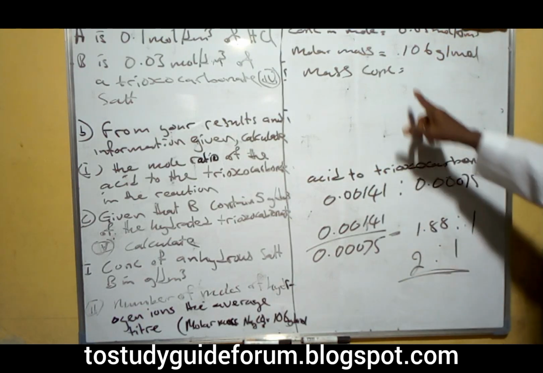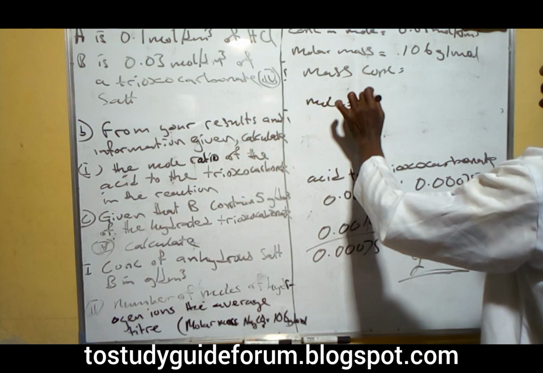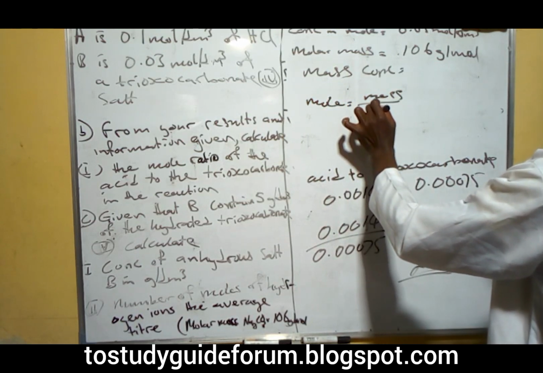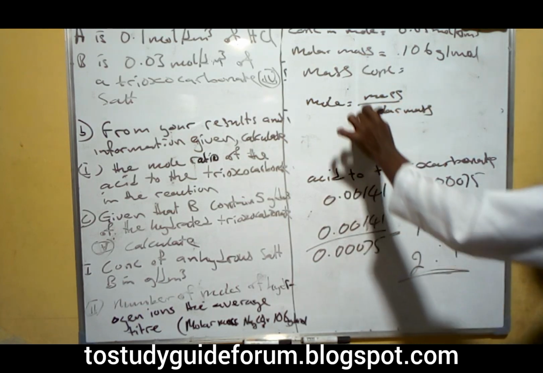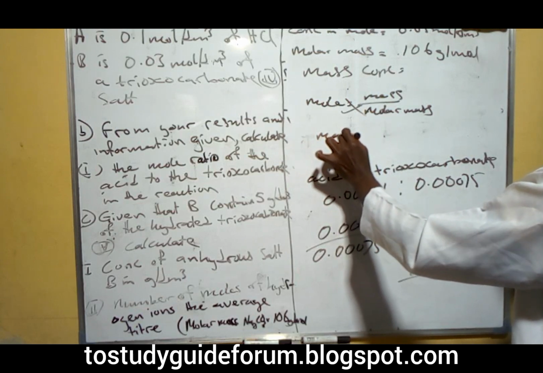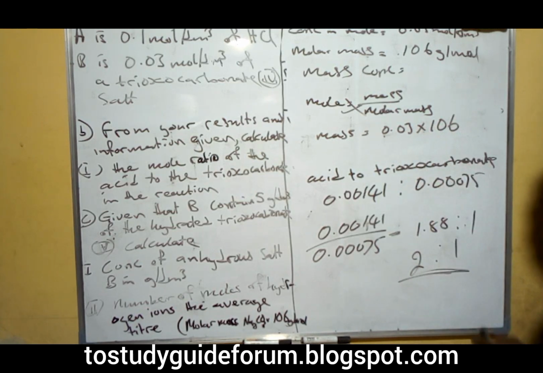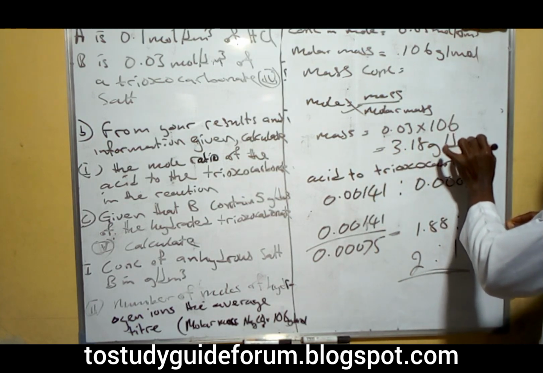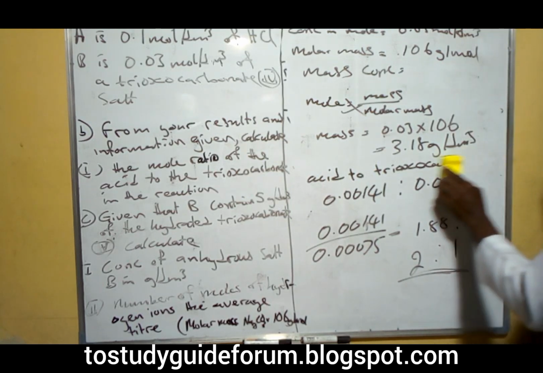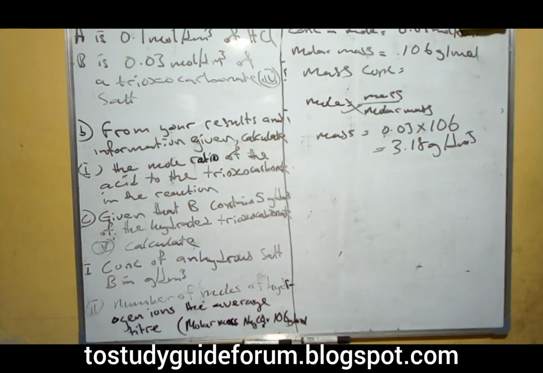So in that case, to get our mass concentration, we know that mole is always mass over molar mass. So when we cross over, we have the mass equal to 0.03 times 106. That will give us 3.18 gram per dm³. That's what we have here. So we have 3.18 gram per dm³ for the anhydrous salt.